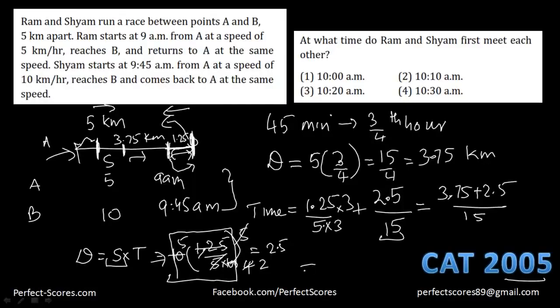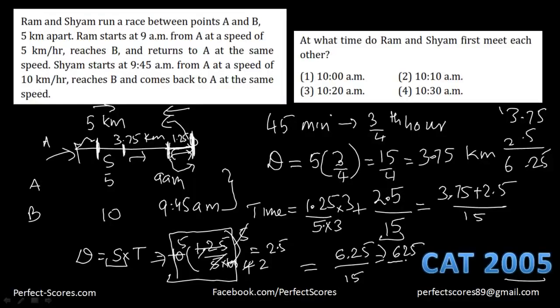If I calculate 3.75 plus 2.5, that would be 5 and 2, and 3 plus 1 is 4, so that is 6.25. So 6.25 divided by 15, right? That would be equivalent to 625 by 100 into 15. Now this is something that I'm going to get in hours.